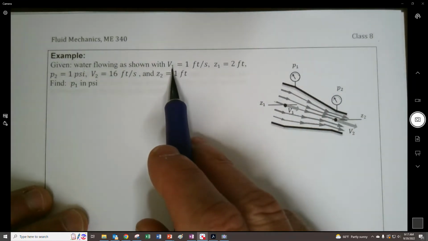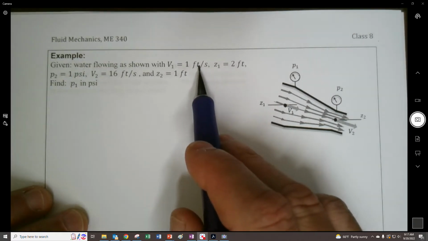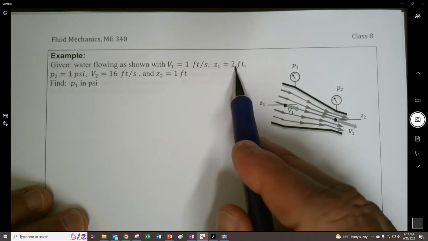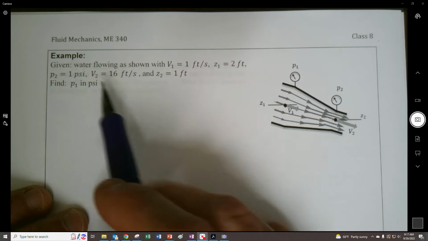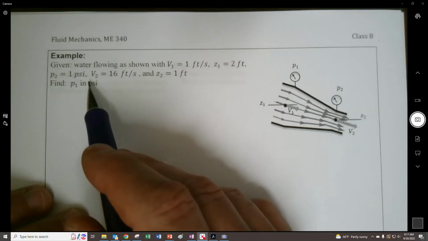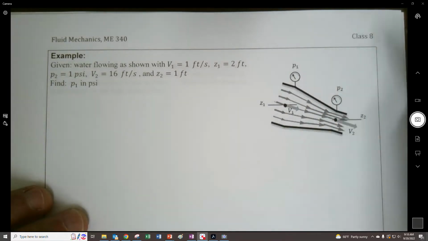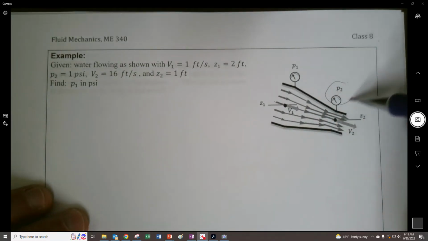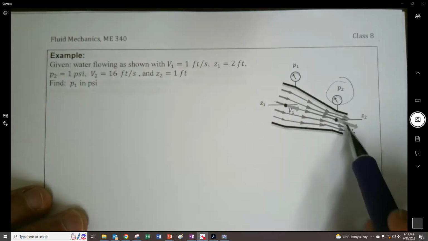It's got a velocity at point 1 of 1 foot per second. It's got a position of 2 feet, and it's got 1 psi. It's going to be measured here on this gauge. And here at point 2, the velocity is 16 feet per second.